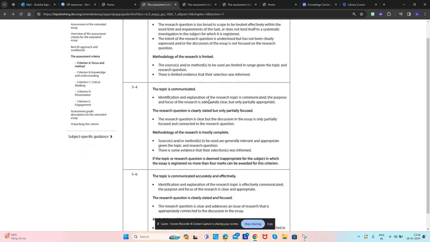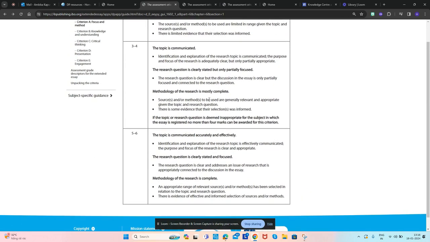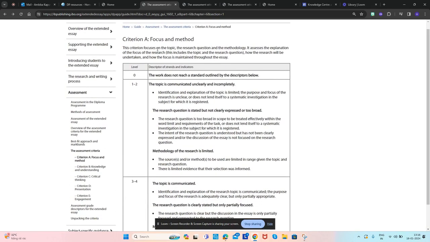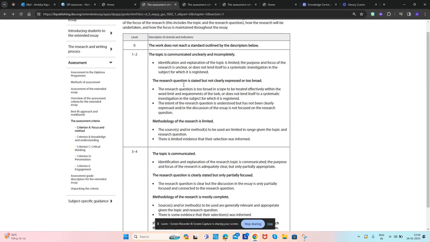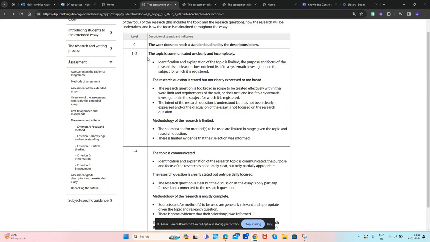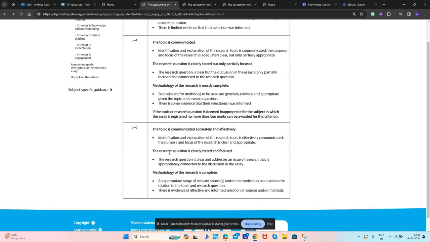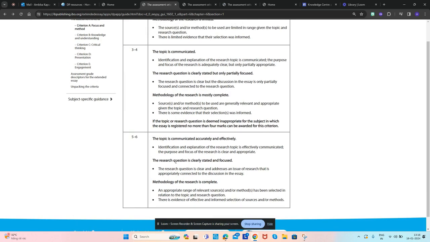Now, let's understand how the examiner will grade the students based on criteria A, that is focus and method, where 3 strands are there. Number 1, the topic is communicated well, accurately, and effectively. Is the research question clearly stated and focused? Is the methodology of research complete? These are the 3 strands on which the student will be assessed in criteria A.